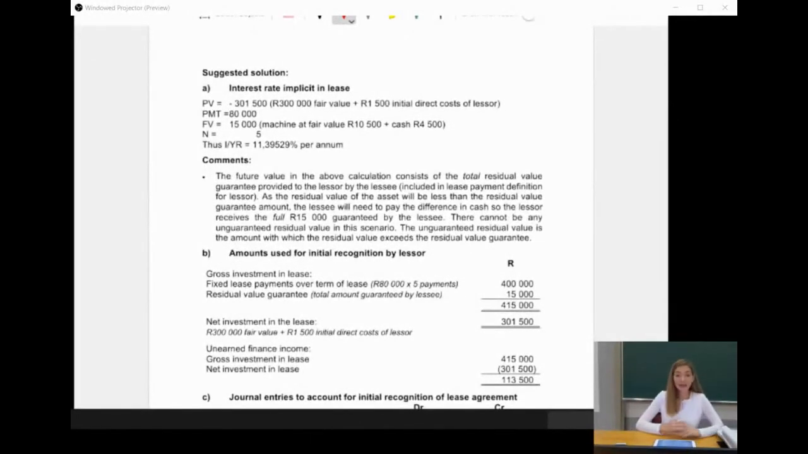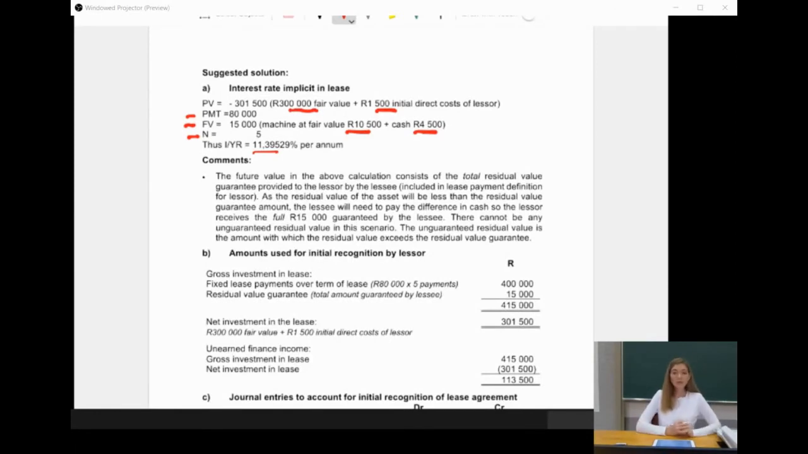Like I said, think about it with your financial management hat. The lessor on day one is giving up an asset with a fair value of 300,000 as well as some cash. In return, they're getting the 80,000 payments for 5 years. And then at the end of the lease term, the lessor is also getting 15,000 Rand back in the form of the asset and some cash. So the lessor's return on investment, which is also our interest rate implicit in the lease, will be 11.395%.